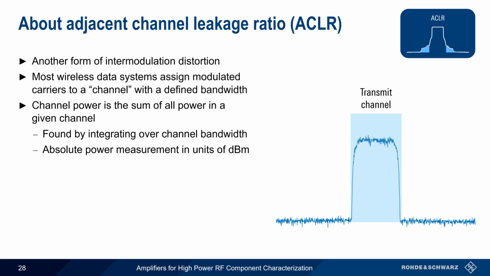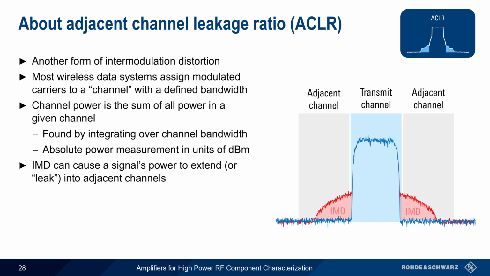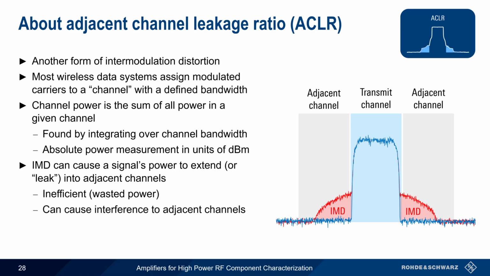Ideally, all of the power of the transmit signal would stay within the channel, but intermodulation distortion can cause some of the transmit signal power to fall outside of the channel or leak into adjacent channels. Not only is this inefficient, but more importantly, it can also create interference to signals in adjacent channels. Because of this, ACLR is one of the most important measurements in wireless communications.